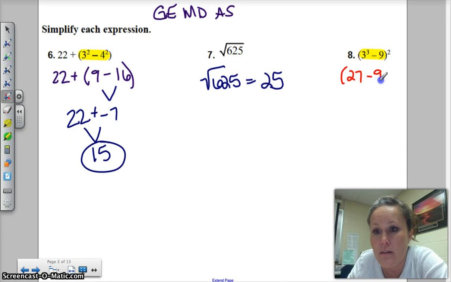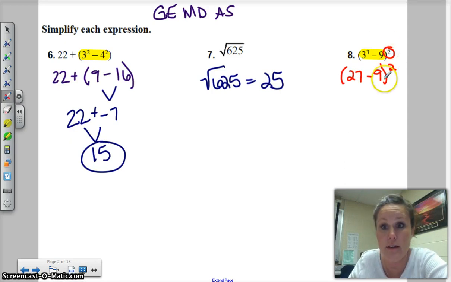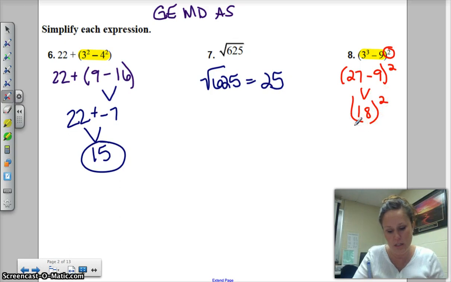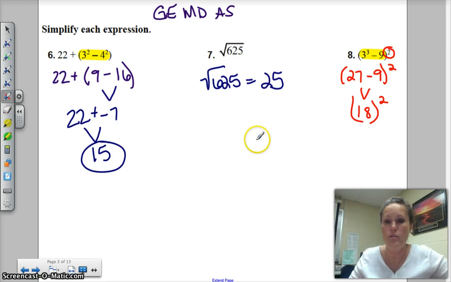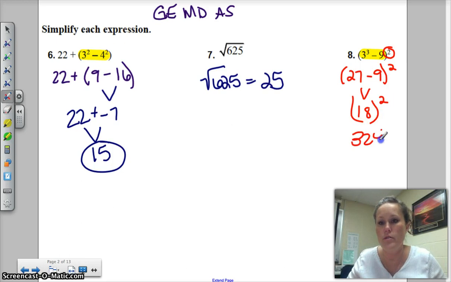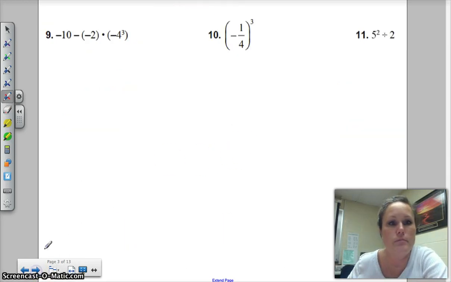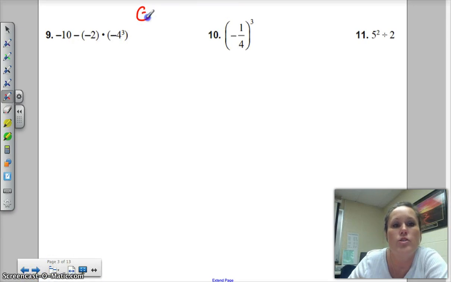27 minus 9 squared. You guys forgot this today. A lot of you forgot to bring that down when you were doing your order of operations. All right, 27 minus 9 is 18. 18 squared is going to give me, oh goodness, what's 18 times 18? 324. Okay, so there you have that. Let's keep going. Okay, again, following GEMDAS.